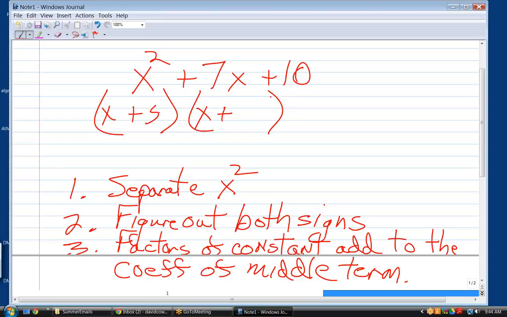Well, in this case, 5 and 2 work perfect, and it doesn't matter if I put the 2 over here or the 5 over here. As long as I have x plus 5 times x plus 2, I'm going to get this quadratic. Okay. Now, I'm going to mix it up a little bit and put a negative sign there.